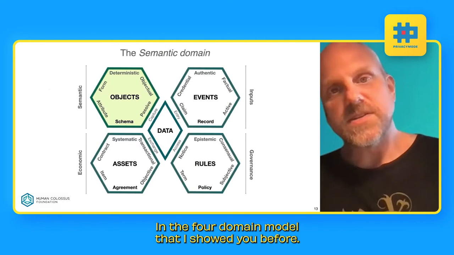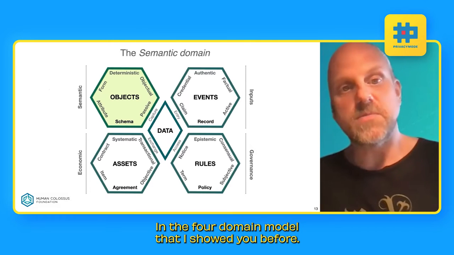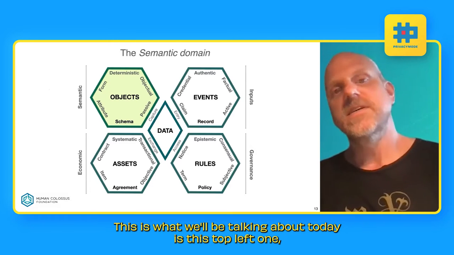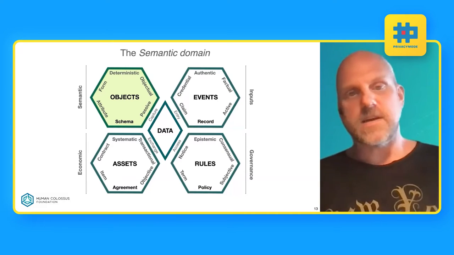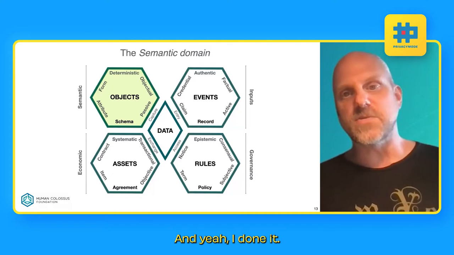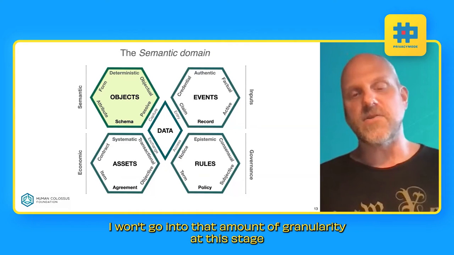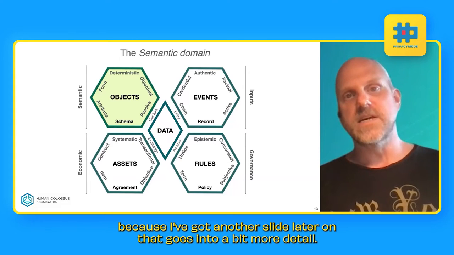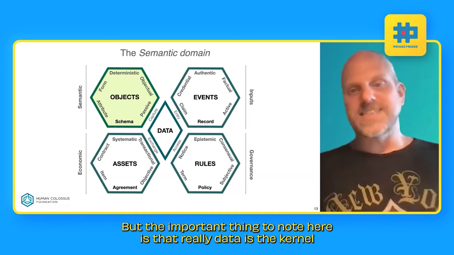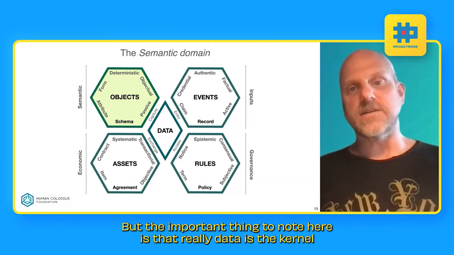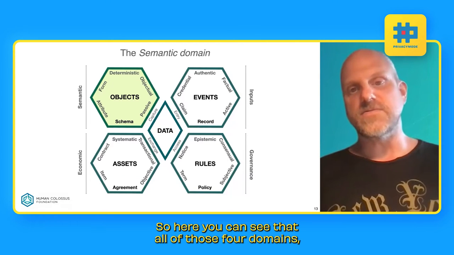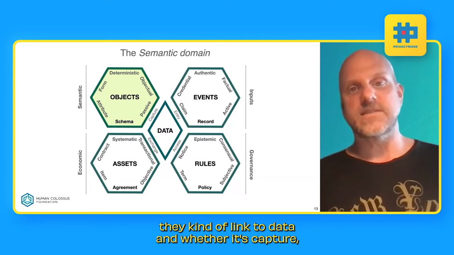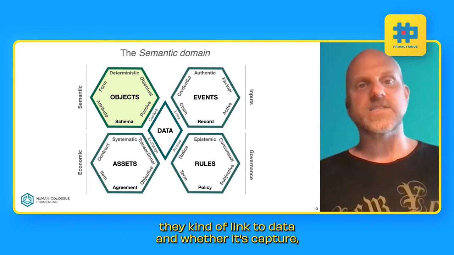In the four domain model that I showed you before, this is what we'll be talking about today, this top left one, which is all about digital objects. You can ignore most of the words here. I won't go into that amount of granularity at this stage, because I've got another slide later on that goes into it in a bit more detail. But the important thing to note here is that data is the kernel of the entire economy. So here you can see that all of those four domains link to data, whether it's capture, entry, access, or exchange.